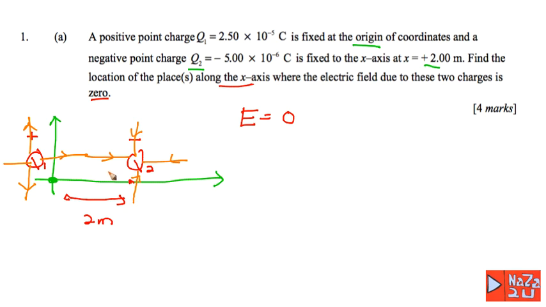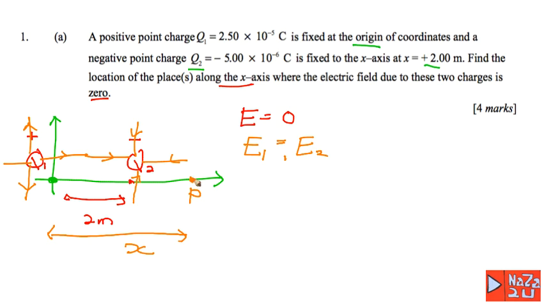Now, if you have the two electric fields, E produced by Q1 and E produced by Q2, at the position, let's say this is position P, and the distance here is, let's say, X. So now at the position P, E1 is equal to E2.